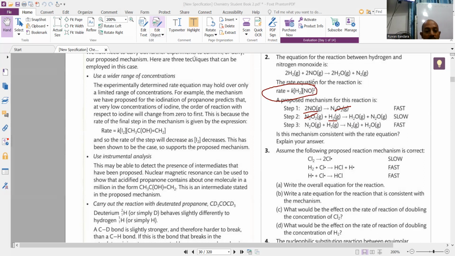Okay, so I'll repeat the answer. In the rate equation, it says 1 hydrogen and 2 NO molecules should be there in the rate determining step, right? In the proposed mechanism, step 2 is the slower step. Therefore, it shows that 2 NO and 1 H2 molecule will be there up to the slower step. Therefore, the proposed mechanism is consistent with the rate equation.